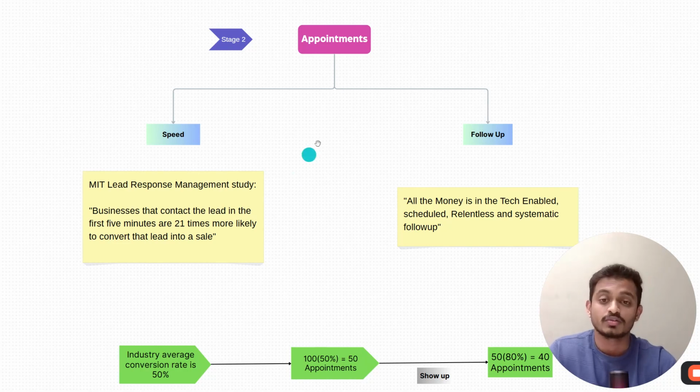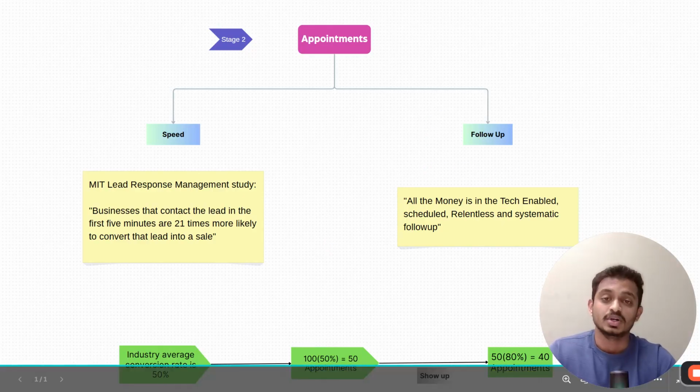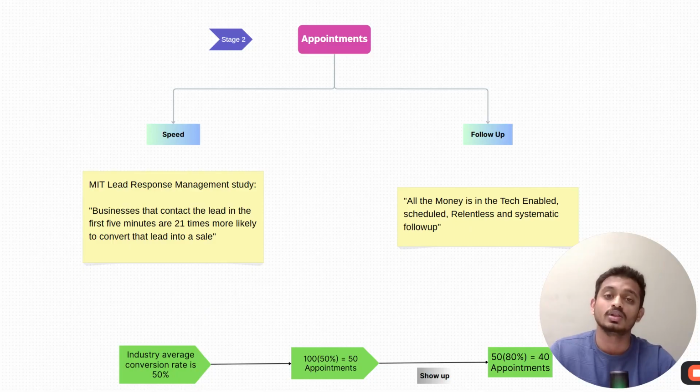And the second most important factor in converting any lead into an appointment is the follow-up. I have burned this quote into my brain that says, all the money is in the tech-enabled, scheduled, relentless, and systematic follow-up. And in this day, if you're not leveraging AI to do this for you, you are losing to those who are using it. Because think about it, no human can successfully stick to the speed and manually follow up multiple times with the homeowner prior to the appointment for every lead. I highly encourage you to look into AI solutions for converting these leads into appointments and to keep track of everything in a single place.